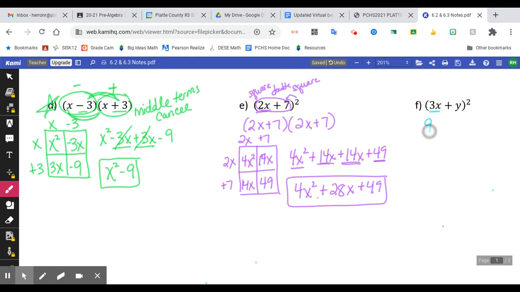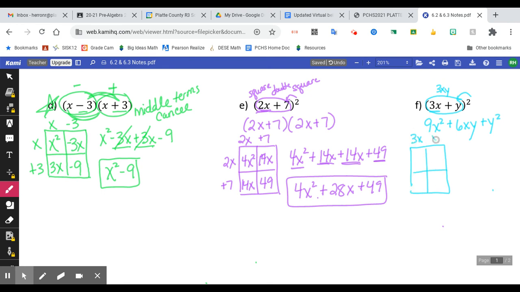Squaring this would be 9x squared. Multiplying here would give me 3xy. Double it would give me 6xy. And then square here would give me y squared. Okay, so again, if you need the box, you can do that too.